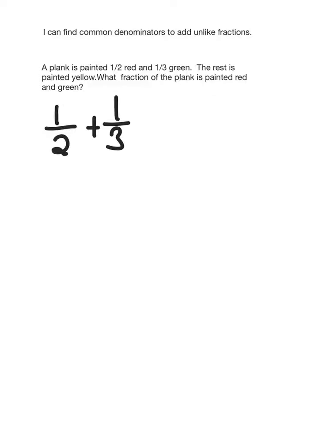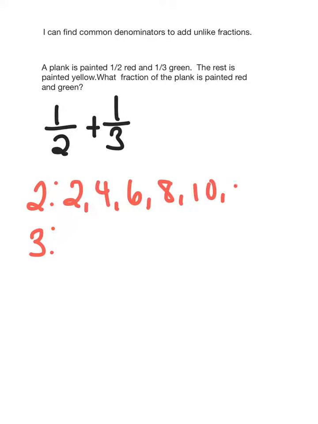I'm going to start this by listing my multiples for 2 and listing my multiples for 3. If you think of multiples, you can think 1 times 2 is 2, 2 times 2 is 4, 3 times 2 is 6. If I continue to list these out, 8, 10, 12, and I'll go ahead and stop there. Listing my multiples for 3, I have 3, 6, 9, 12, 15, and I can go ahead and stop there.